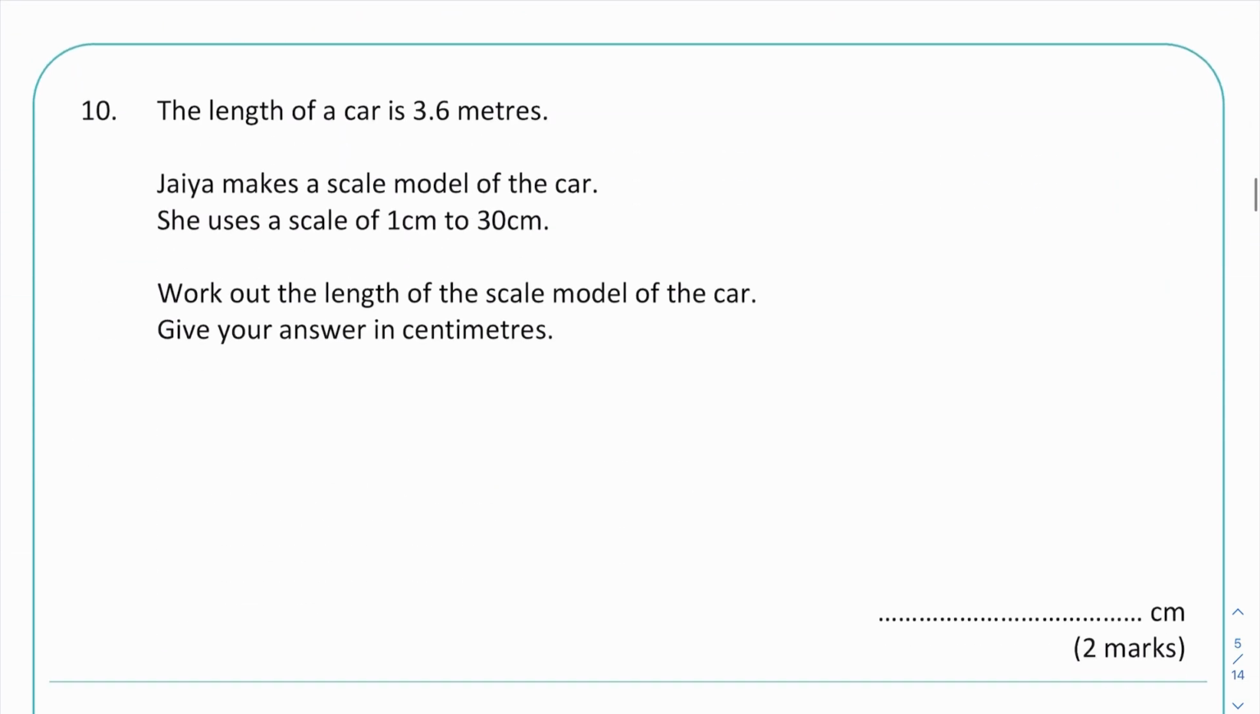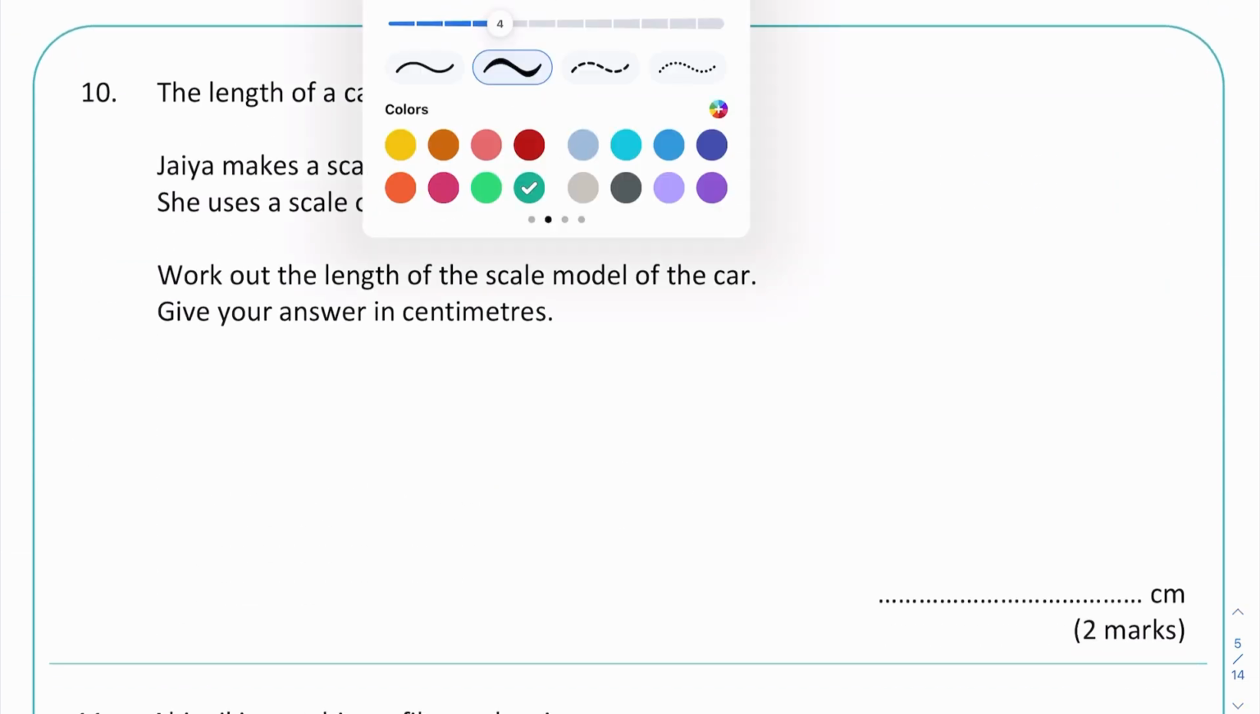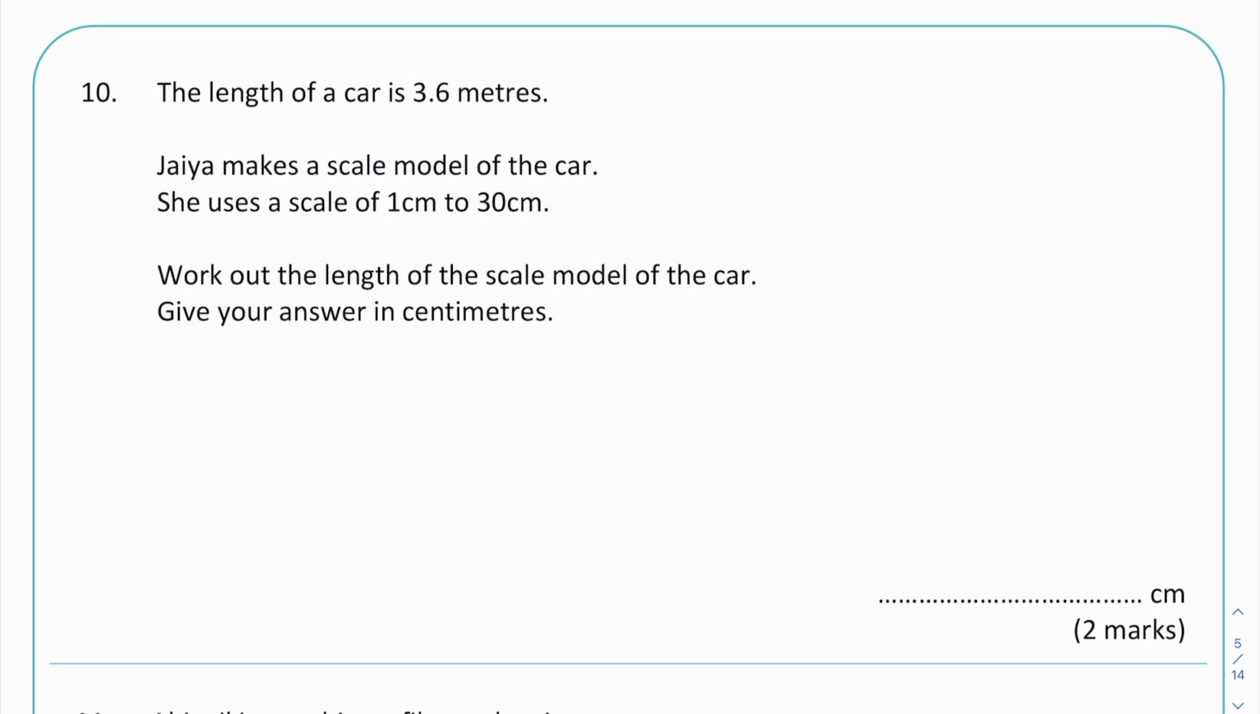On to question 10. So the length of a car is 3.6 metres. Jaya makes a scale model of the car and she uses a scale of 1 centimetre to 30 centimetres. So in other words, her model is going to be 30 times smaller than the real thing. Work out the length of the scale model of the car and give your answer in centimetres.